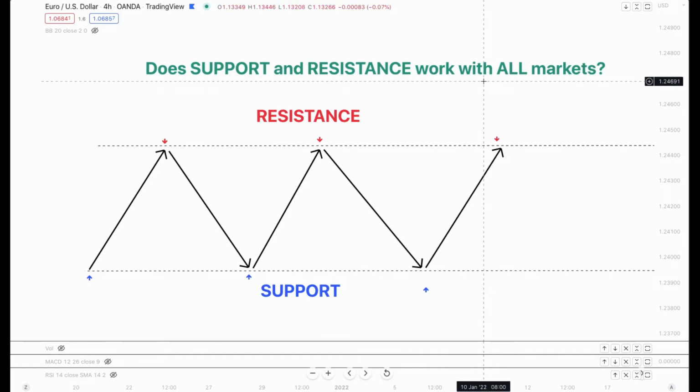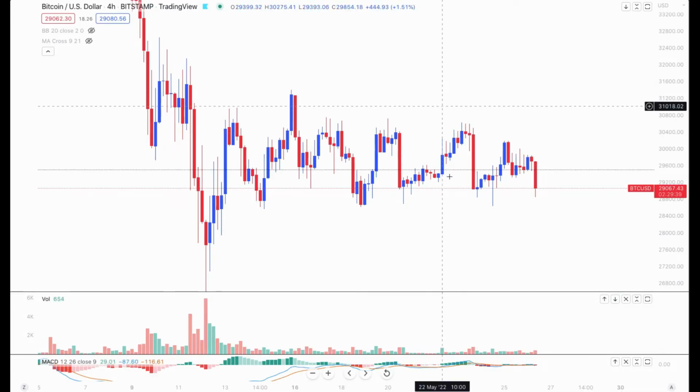In my previous videos, you have seen all the Forex examples. I am an FX trader primarily, and you have seen how I have shown support and resistance across the FX market, the currency market. So let's do a few examples of some other markets just so I can show you that support and resistance does work with every single market out there. Let's, for example, jump into Bitcoin. This is Bitcoin on the 4-hour chart.